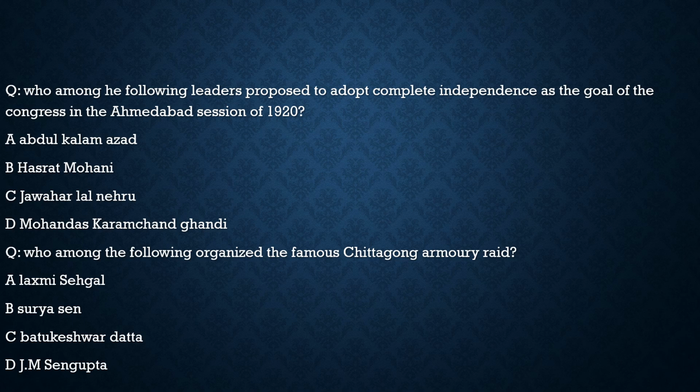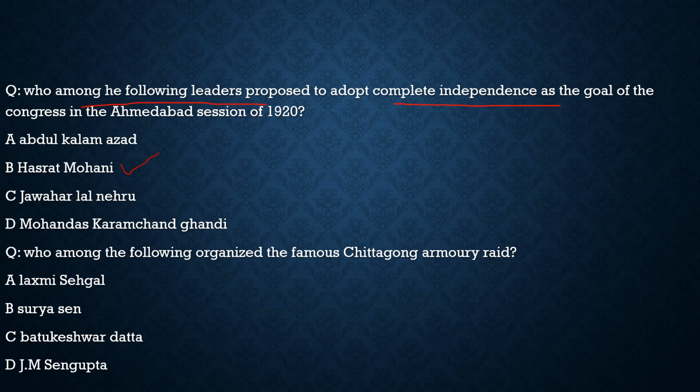Here the first question is, who among the following leaders proposed to adopt complete independence as the goal of the Congress in the Ahmedabad session of 1920? It is Hasrat Mohani. He was the first, the CPI was the first organization in India to demand complete independence, and it was Hasrat Mohani.